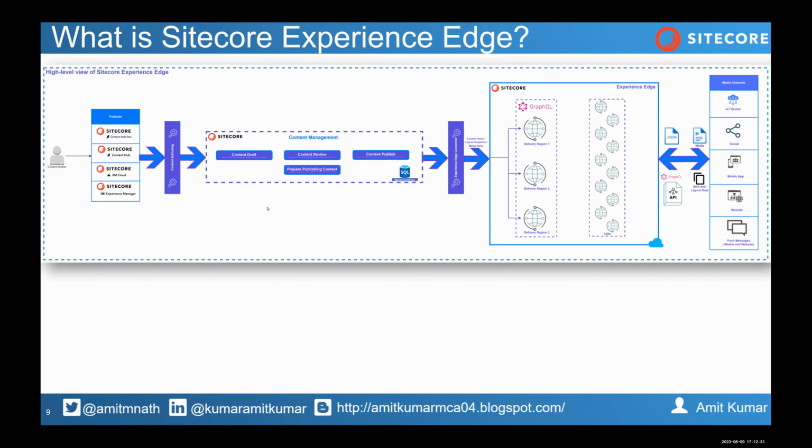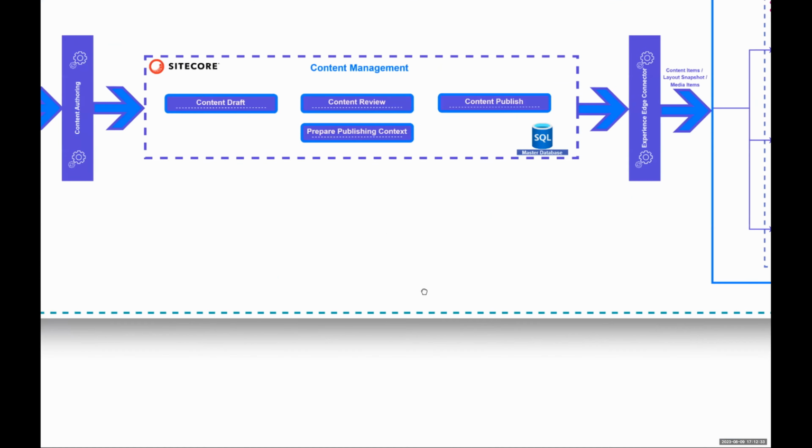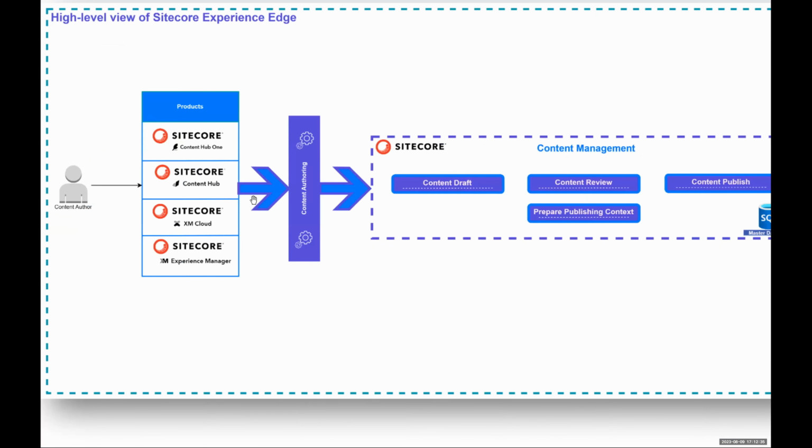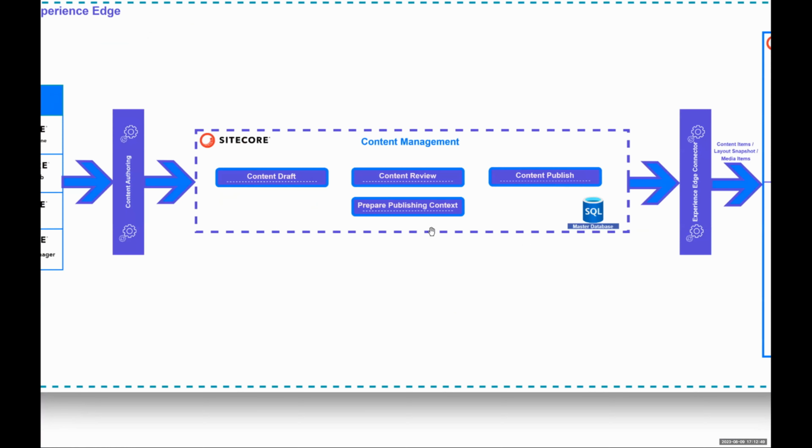So let's dive into this diagram, which is a high level view of the Sitecore Experience Edge. These are the products, like Sitecore Content Hub, Content Hub ONE, XM Cloud and Experience Manager, which you generally utilize for content authoring. In a typical content management system, the content author will be authoring or curating the content, and you will be publishing it.